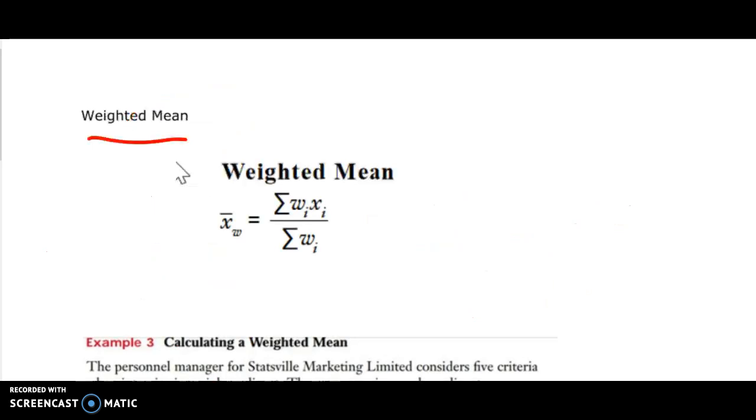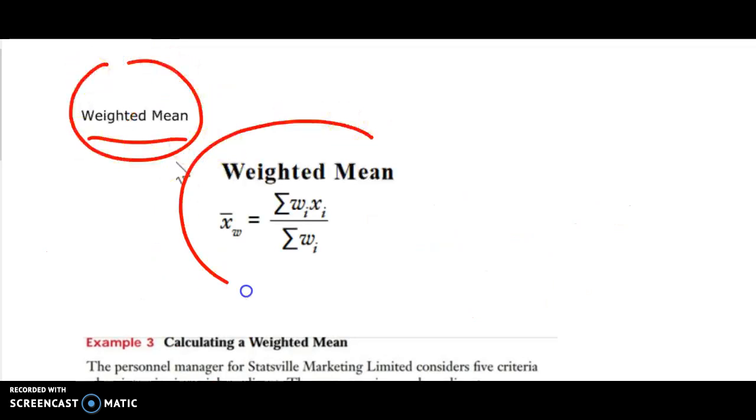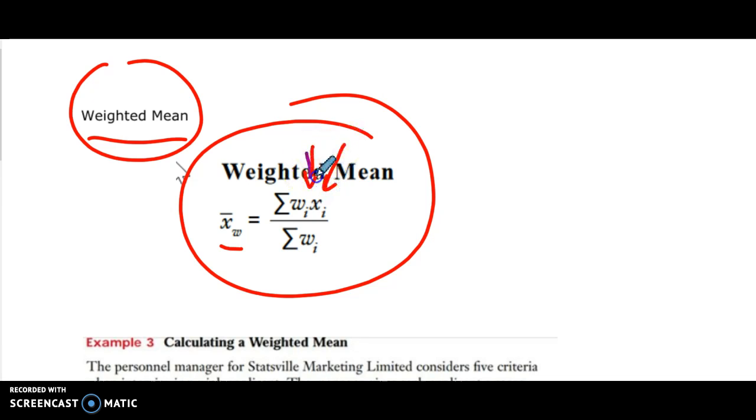Another type of mean is called weighted mean, and here is your formula for it. Hopefully this makes a little sense. It's a short form for weighted mean: mean with a little w. What you do is take the weights and multiply them by the number of times they show up, the number of occurrences, and then divide by the total weight.